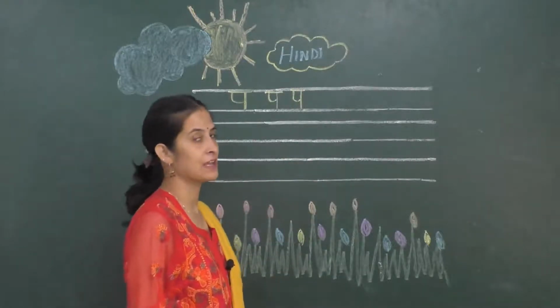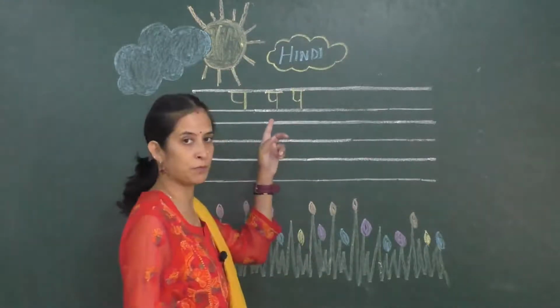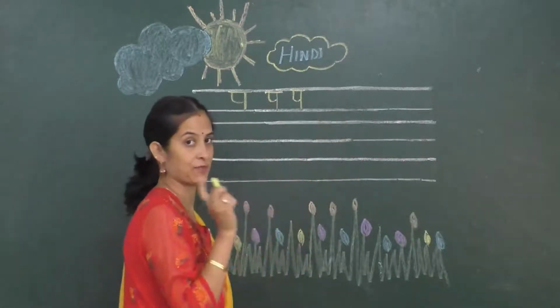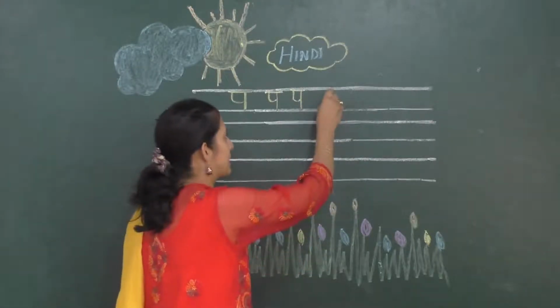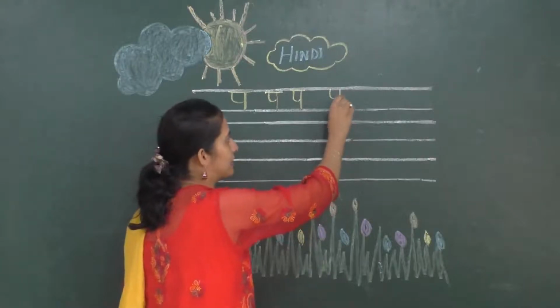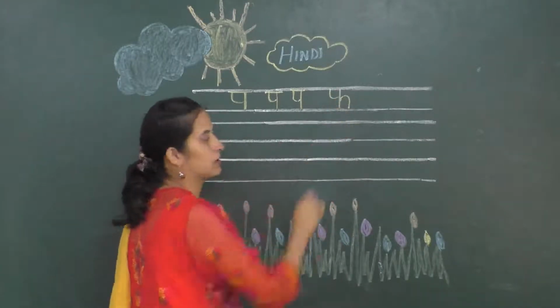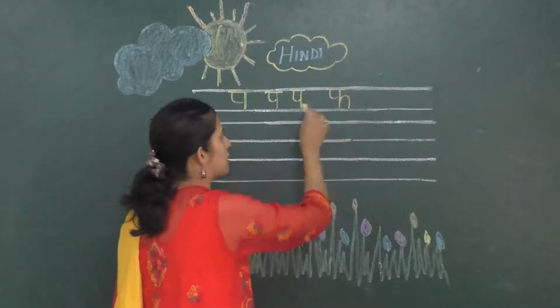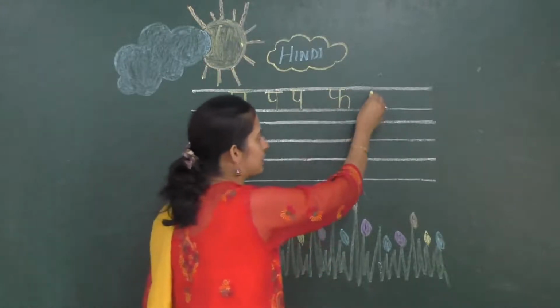Okay. Same way, how we have written pa, fa also will be almost same. Look properly. We'll make a curve, make a standing line, and then we'll make a down curve. Okay. So this is fa. Pa, fa. Let's see one more time.